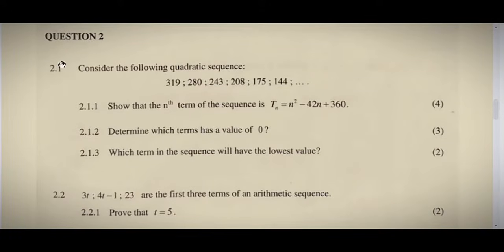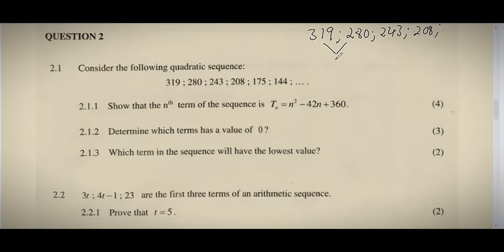We have question 2. It says, consider the following quadratic sequence. We are given 319, 280, 243, 208, 175, and 144. Now, again, to be expected, they say, show that the nth term of the sequence Tn is equal to n squared minus 42n plus 360. So we already know what we must do. We have this. So let's write it, 208. I do not even need to write all of them.